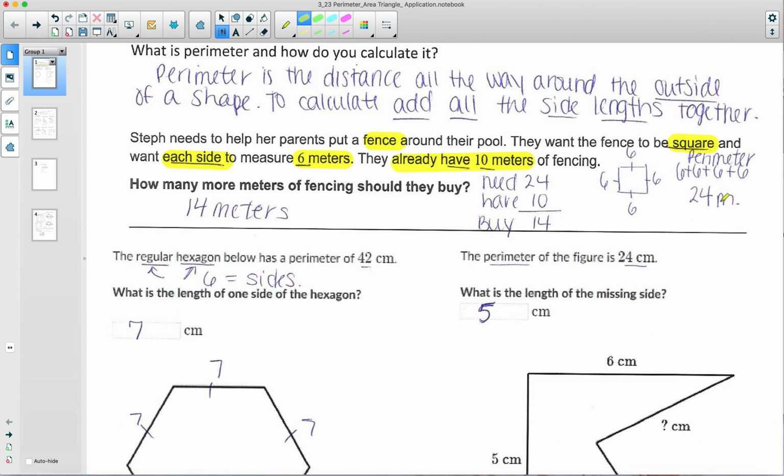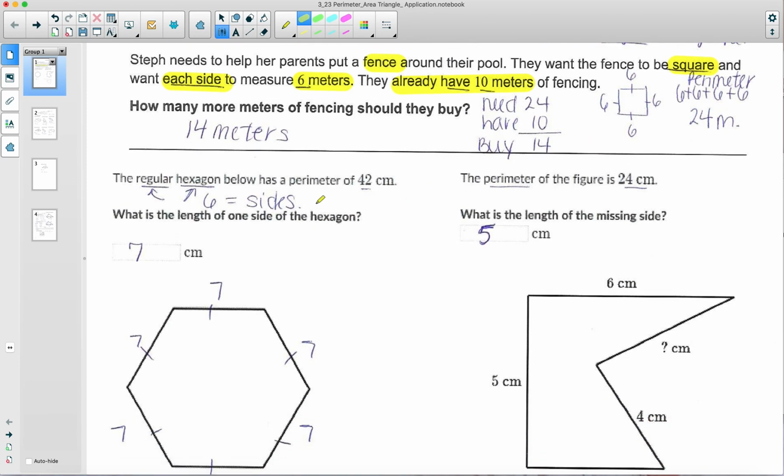Now, back to what the question was stating, we need 24 meters of fencing to fence around that pool. However, the parents already have 10 meters of fencing. So if we find the difference, which is 14, that's how much fencing they need to actually buy. So to answer this question, how many more meters of fencing should they buy? Your answer is going to be 14 meters. Okay, so that's kind of how we would implement a word problem into a perimeter.